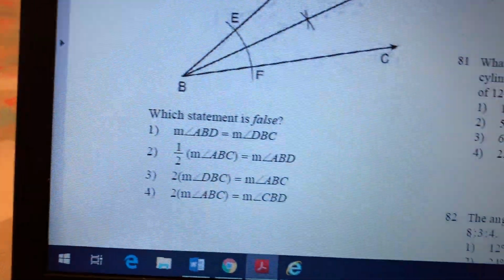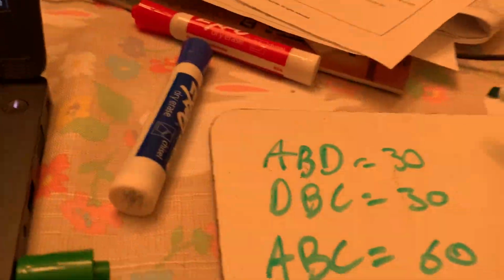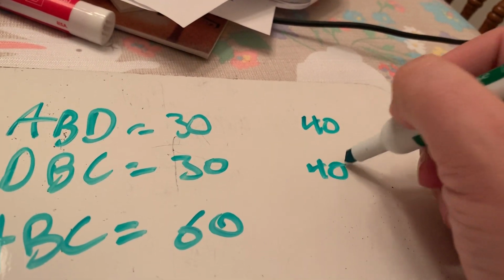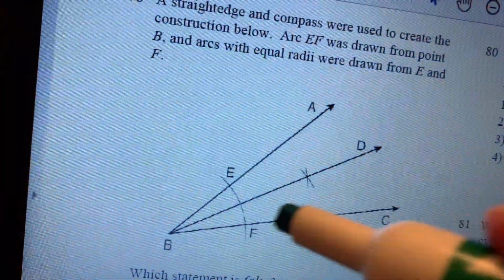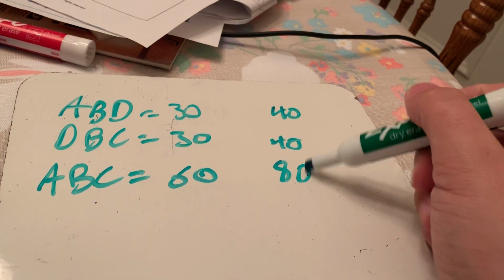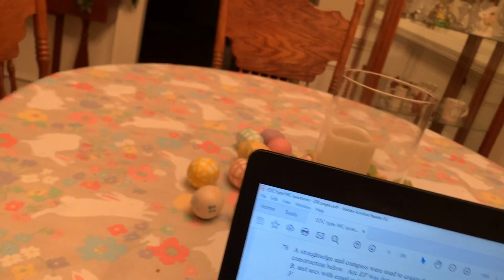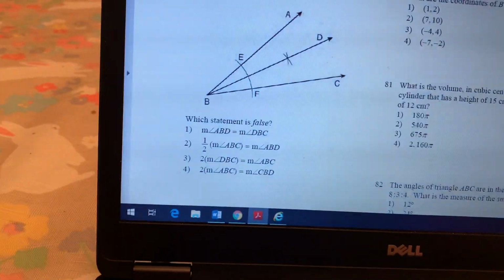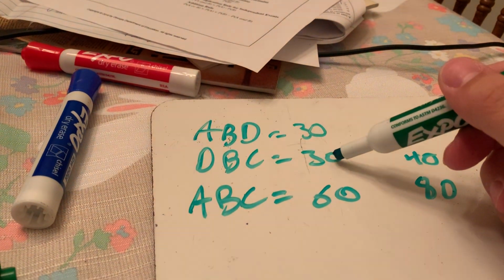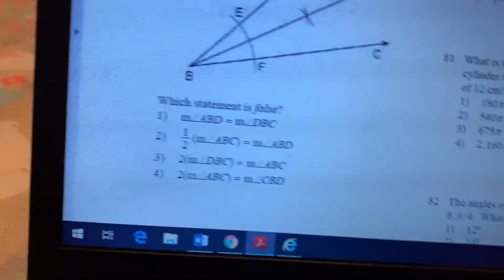So if we use those numbers to be true, and again, it would work for anything. If we use some different numbers, let's say 40 and 40, those are still equal. If I added 40 and 40 to get the whole thing, it would be 80. If I take half of 80, it still gives me 40. Next, 2 times DBC equals ABC. DBC is 30, multiply it by 2 would be 60. That is ABC, so that one appears to be true as well.